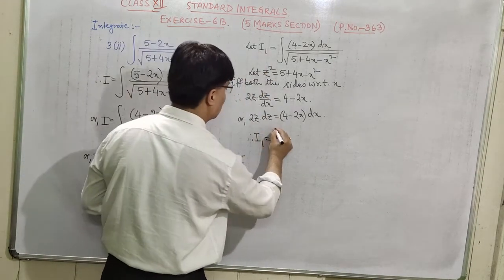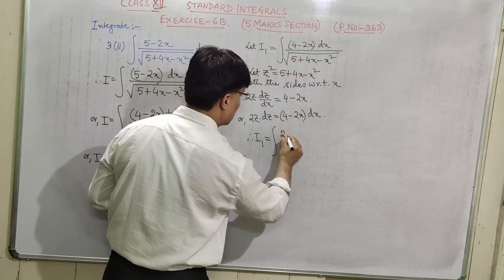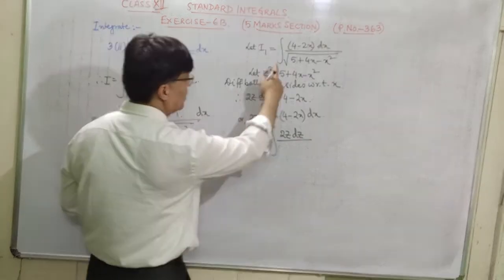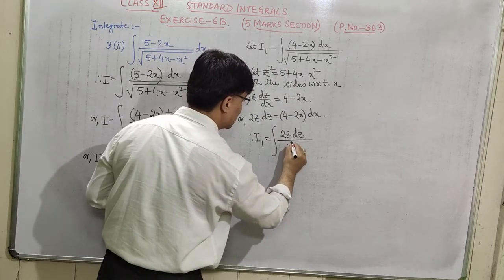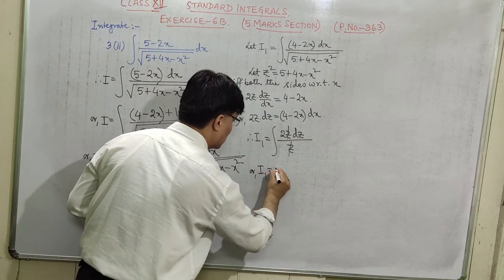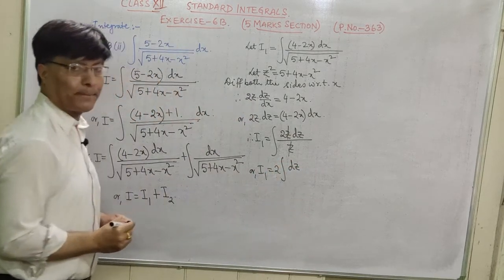So I1 is equal to the integration of 4 minus 2x dx, which is 2z dz, divided by root over, this is z square, isn't it? What is root over z square? That is z. Z gets cancelled. So I1 is equal to 2 integral dz. Is that clear?